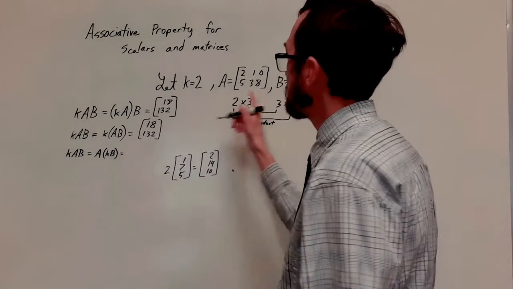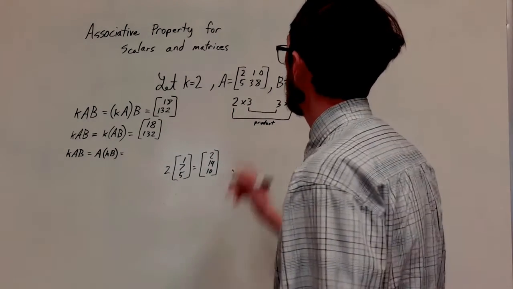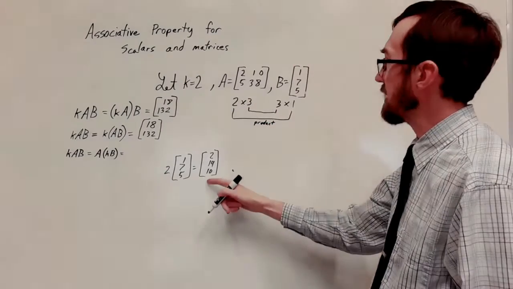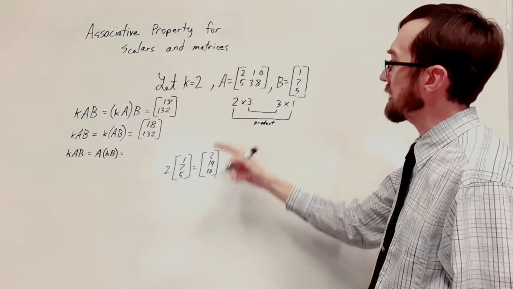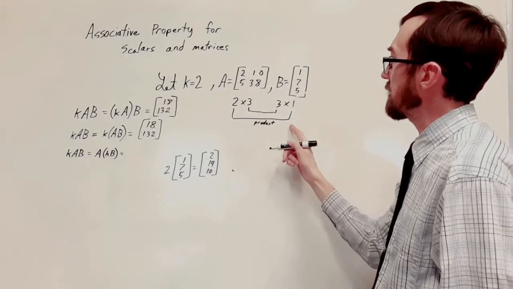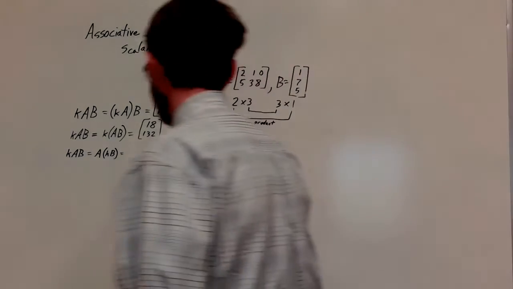Now I'm going to take my first matrix here and attempt to multiply by this product. The first matrix is 2 by 3, the second one is 3 by 1, so it's the same dimensions. So when I multiply A times this product, I will get another 2 by 1, which is what we've gotten the last 2 times.